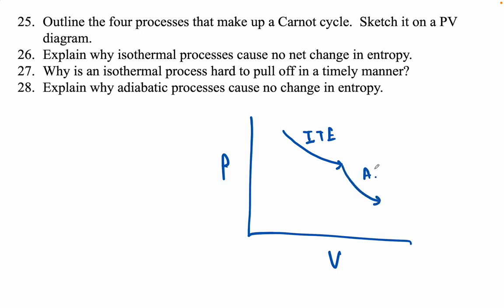Notice that the adiabatic expansion has a steeper slope. It drops us to a lower temperature, right? That is followed by an isothermal compression, which is then followed by an adiabatic compression. So these are isotherms here.